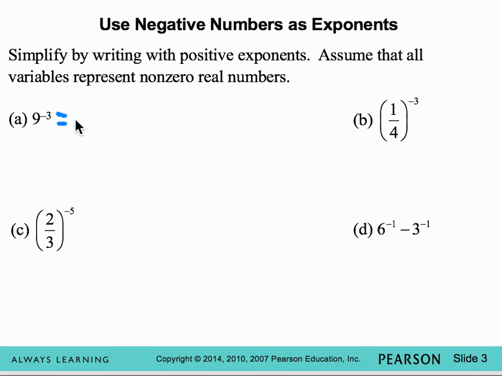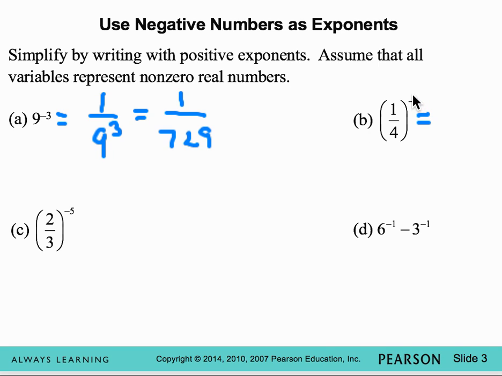Okay, so this means this is 1 over 9 cubed, 9 to the positive 3. And then 9 times 9 is 81, and 81 times 9 is 729. Not a negative number, a fraction.